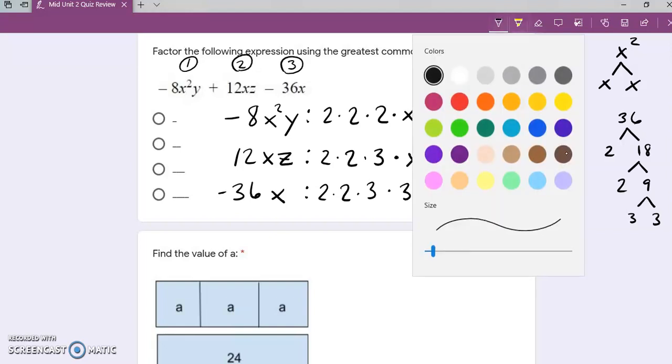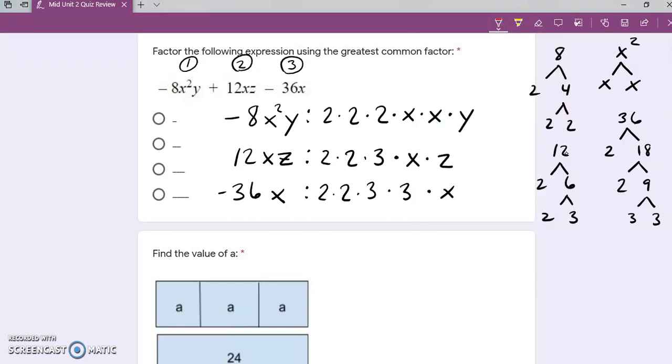So now I'm going to say, okay, what do I have in common here? I have a 2 that's in common in the top, middle, and bottom. I have another 2 that's in common in the top, middle, and bottom. The 3's are only on the middle and the bottom, so I can't use that. The 2 is only on the top, I can't use that. But I do have an x that's in common for the top, middle, and the bottom.